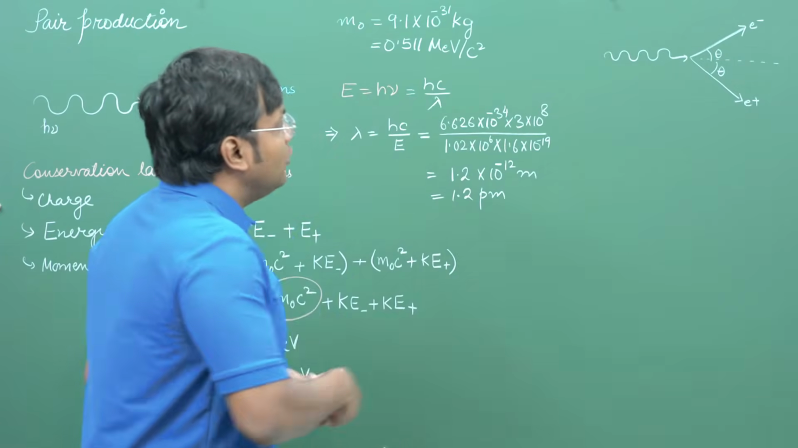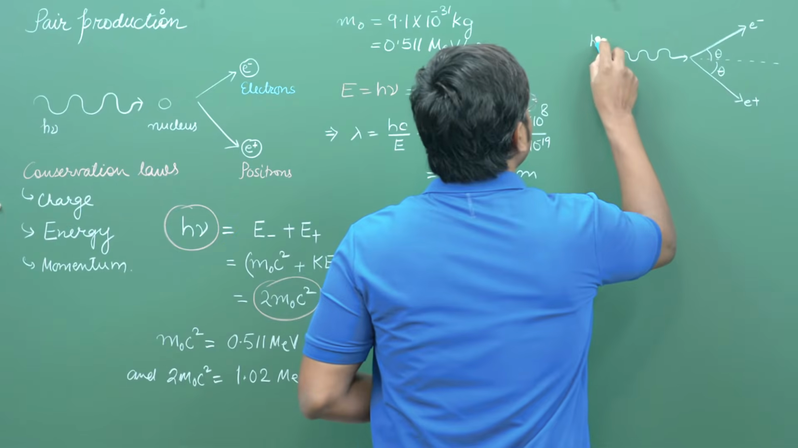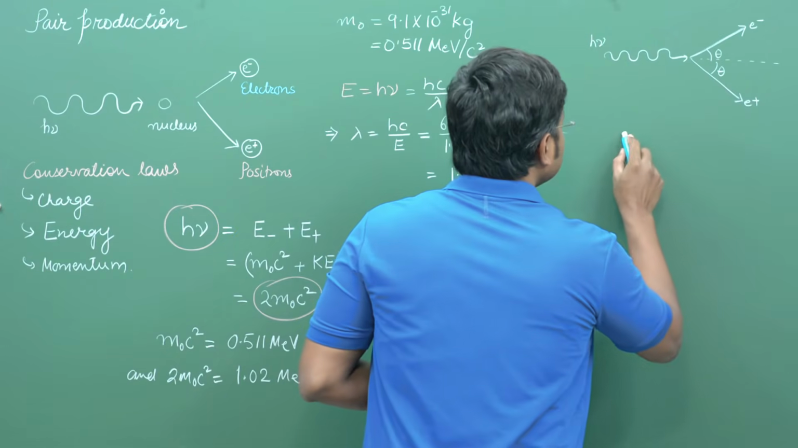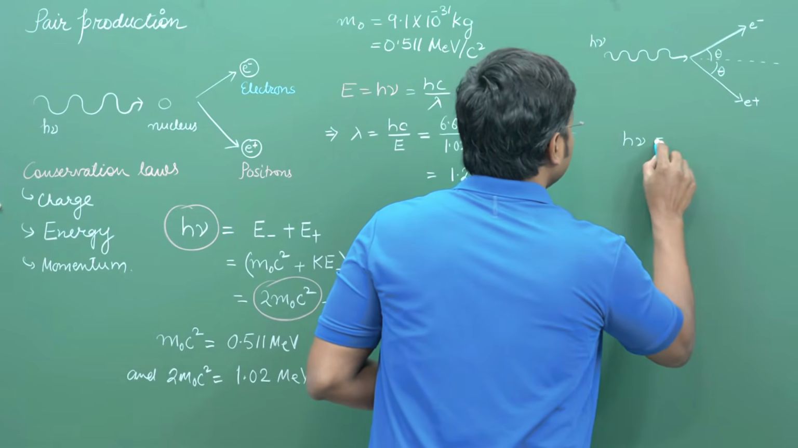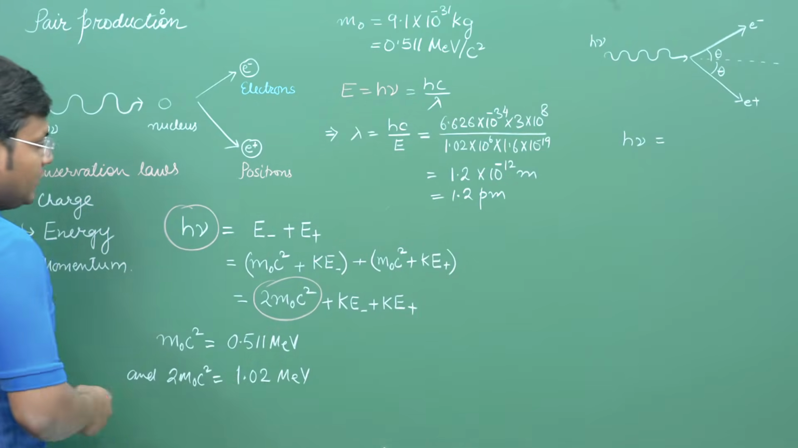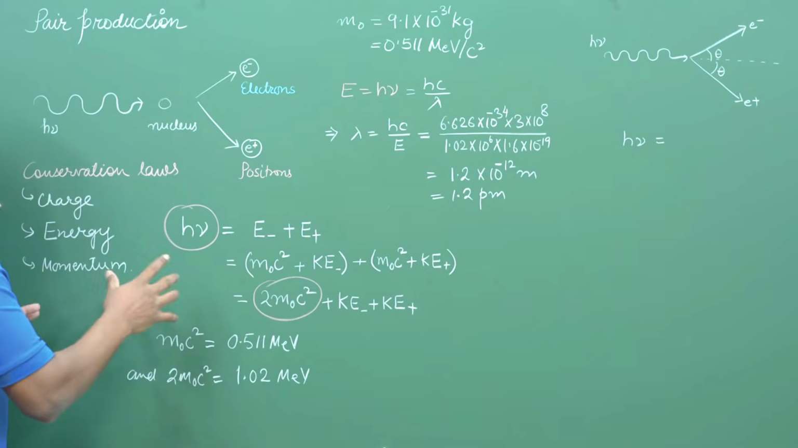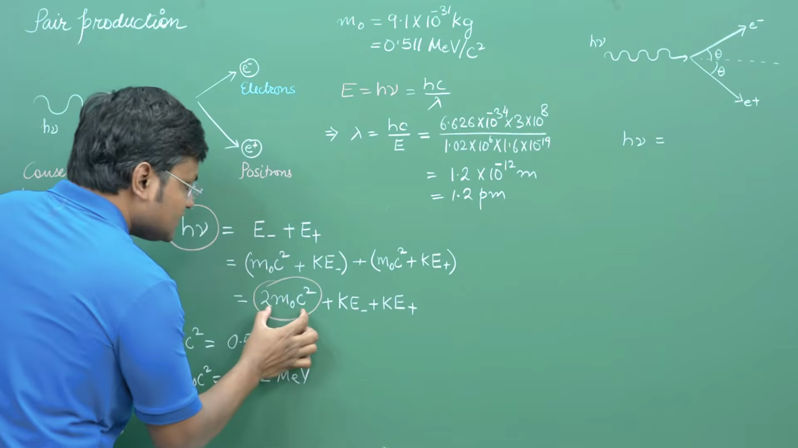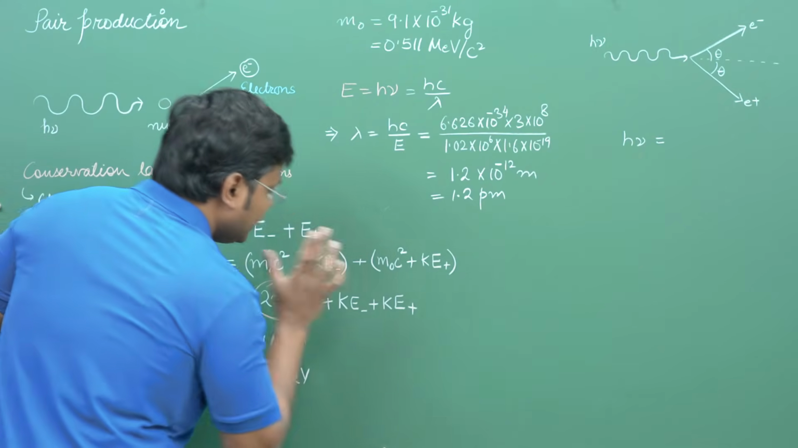All right. Now the photon has energy h nu. So conservation of energy requires that h nu should be equal to the total amount of energy of the electron and the positron pair, which I have written in this particular manner. Now this is written in terms of the rest mass energy and in terms of the relativistic kinetic energies.